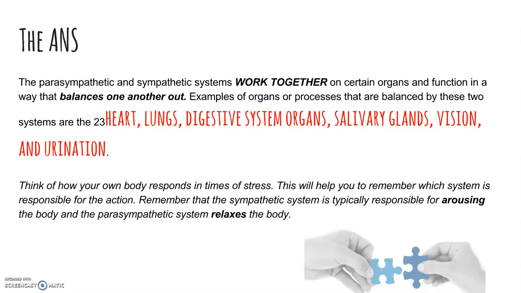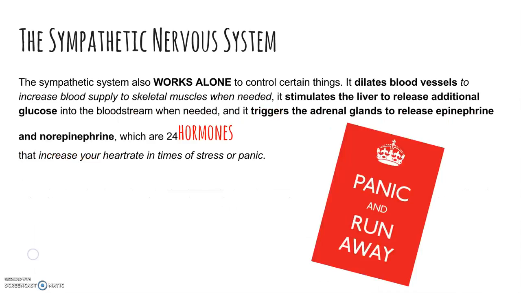The parasympathetic system relaxes the body, brings the heart rate back to normal, slows down your breathing, and gets your temperature back to a normal temperature, those kinds of things. The sympathetic system also can work by itself without any assistance in regulation.